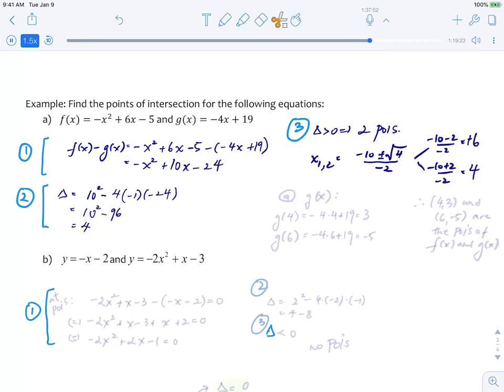Where could I go to figure out the y coordinates? Remember, these represent points on both the parabola and the line. So there are two ways I can do this. One is a lot more efficient than the other. Jasper? Just plug into the linear function. Into the linear. That's right.